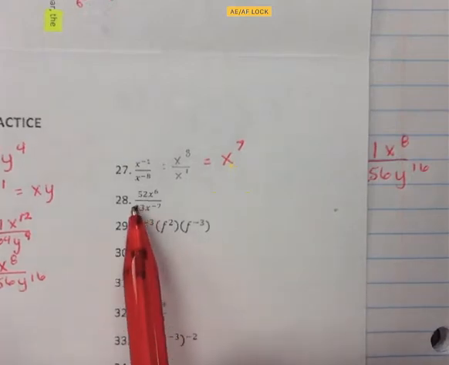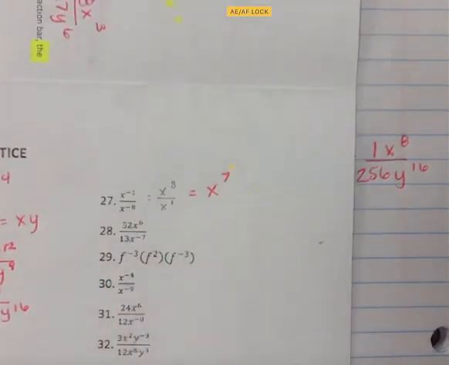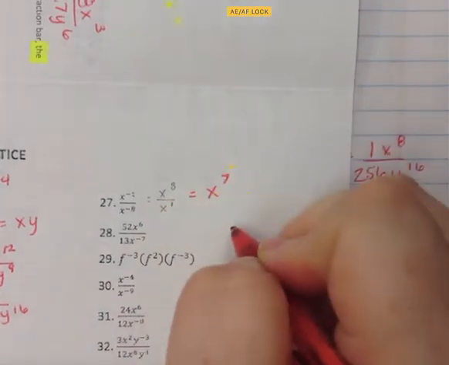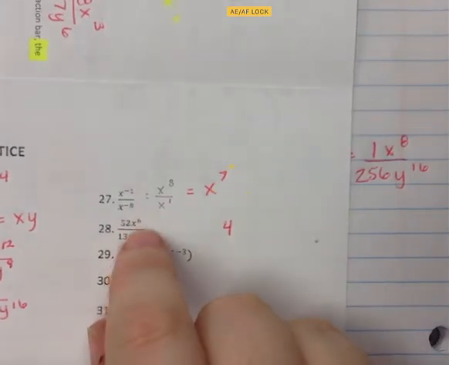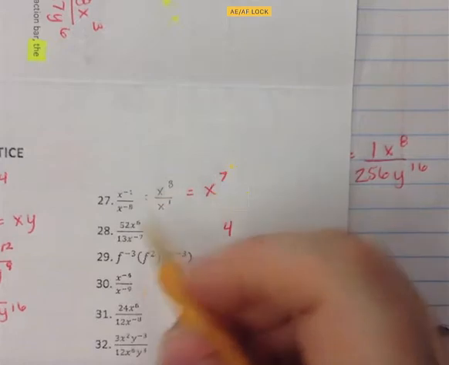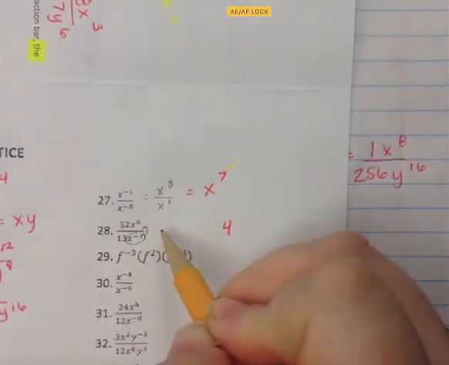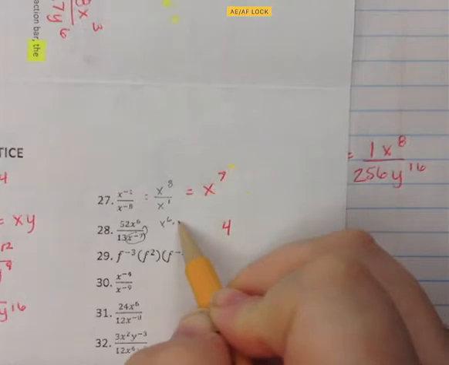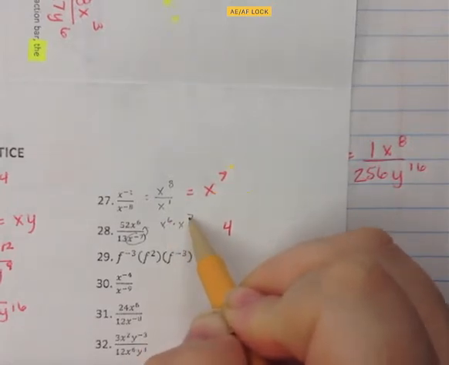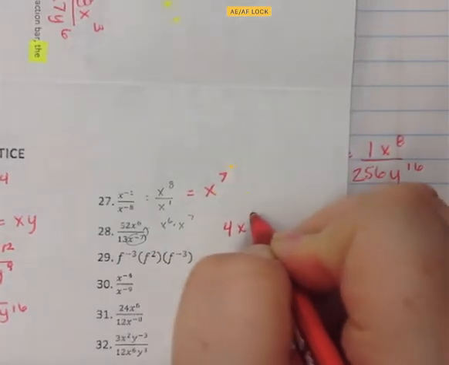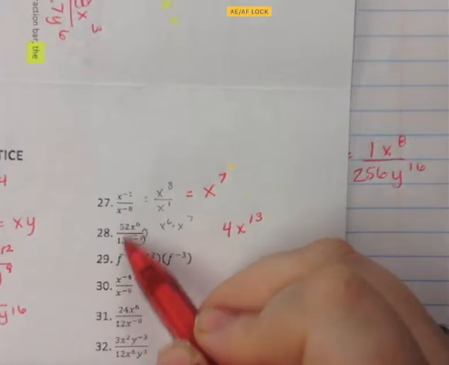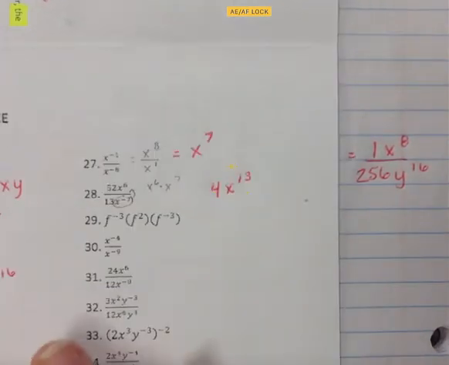On number 28, the 52 divided by 13 are numbers. So 52 divided by 13 is equal to 4. So we will have a 4 here. But do you notice that we have x to the 6 divided by x to the negative 7? That negative 7 would want to come to the top. So we would have x to the 6 times x to the positive 7. That means we would add our exponents. So 6 plus 7 is 13. So it would be 4x to the positive 13. We do them separately. We do the numbers, then we do our variables. Don't try and do this as one huge problem.